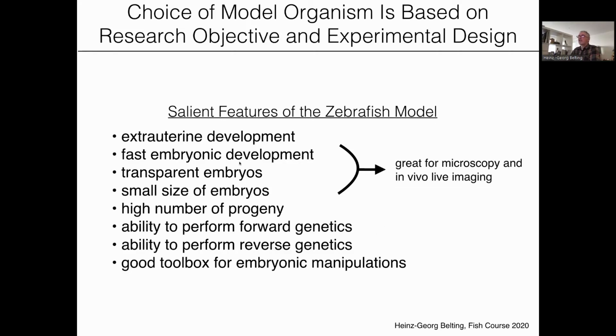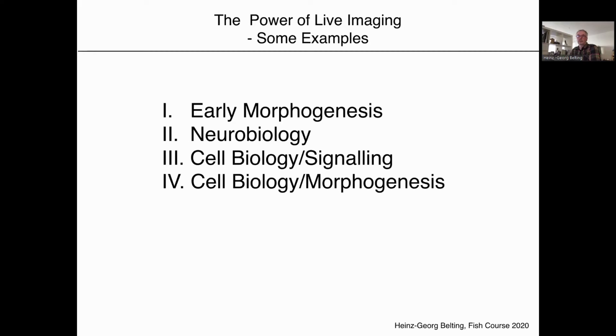And of course, as I mentioned, fast development, transparent embryos, and small size of embryos, those are, for us in the Affolter lab, the great reasons why we use the zebrafish, because we want to understand organ morphogenesis. I want to show you a few examples of some movies, just to show you the strengths of the model system. There are 4 videos, one dealing with early morphogenesis, neurobiology, cell biology signaling, and the last one is an example from our lab, showing cell-cell interactions during blood vessel formation.